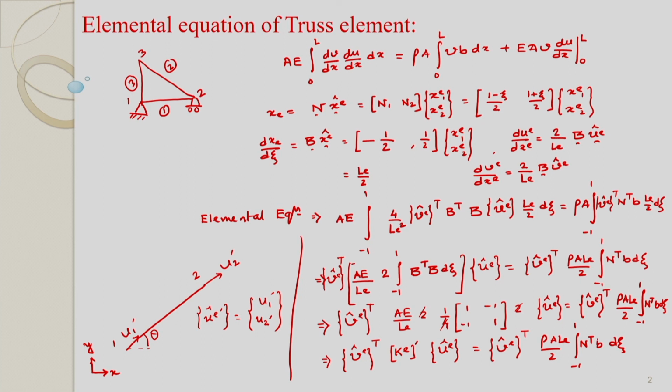This body force is in prime coordinate, B prime. The variation of this U is also in prime coordinate, so VE prime. So, this bar elemental equation is in general in the prime coordinate, which is making an arbitrary angle theta with the x direction.